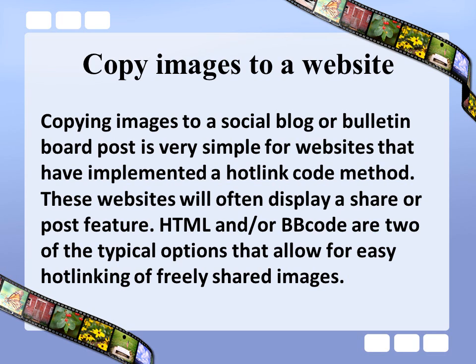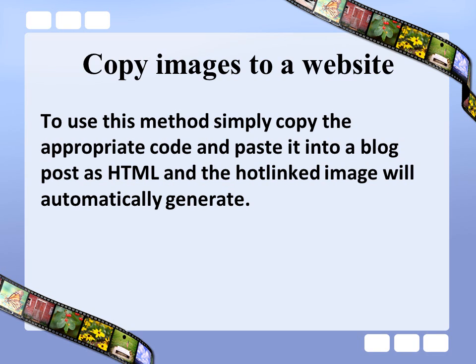Copying images to a social blog or bulletin board post is very simple for websites that have implemented a hot link code method, such as Forest Wander or Flickr. These websites will often display a share or post feature. HTML and or bulletin board code are two of the typical options that allow for easy hot linking of freely shared images. To use this method, simply copy the appropriate code and paste it into a blog post as HTML, and the hot linked image will automatically generate.